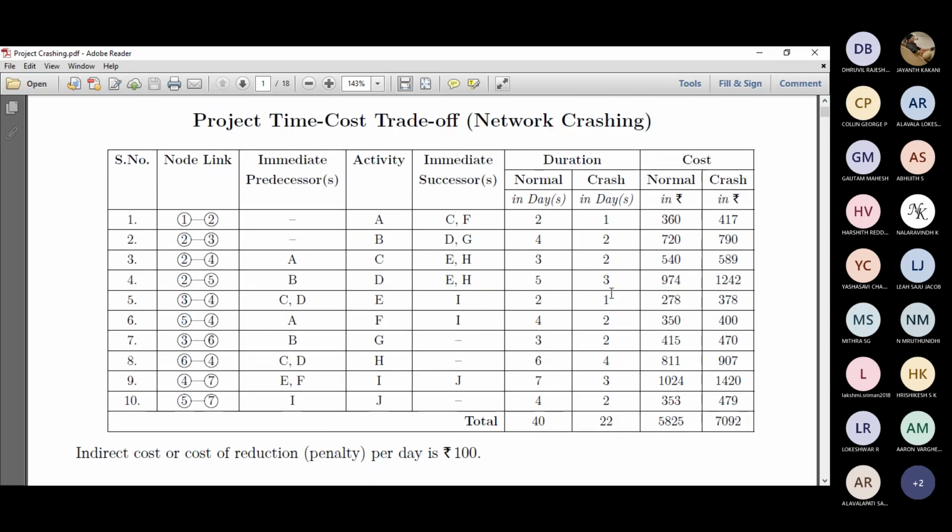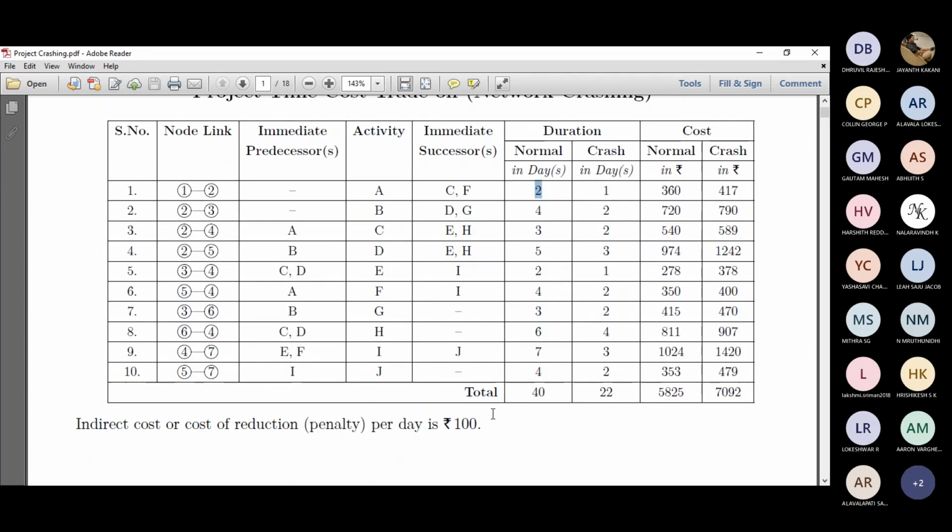Whenever you reduce one unit of a day, you have to pay a penalty of 100 rupees. That's an indirect cost, or cost of reduction, or penalty per day reduction, which is 100 rupees. So this problem will give 100 rupees.